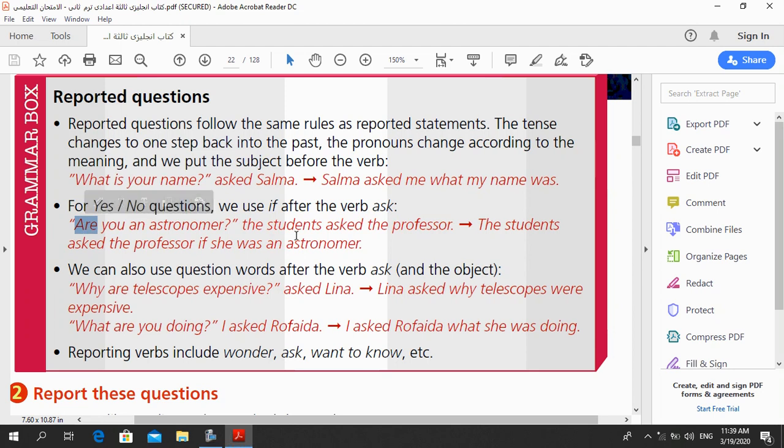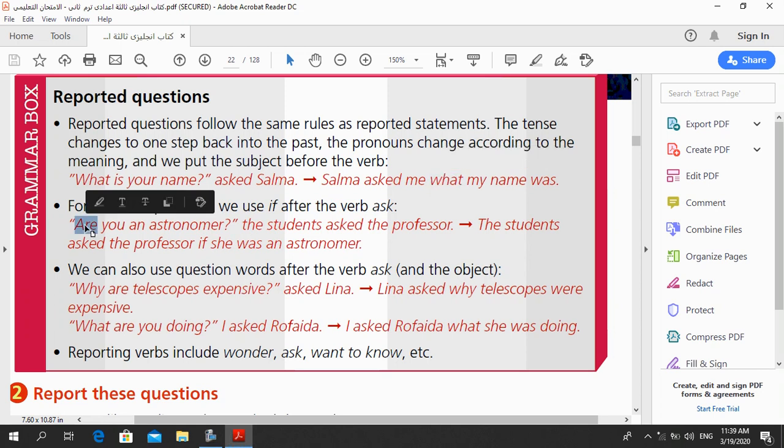But here, it's not a question anymore. So if she was, or verb to be in the present, was verb to be in the past, because we shift the tense one step back. And then, of course, we remove the quotation marks and the question mark. And that's it. This is how you form any reported question. If it's a WH question, you keep the WH word.